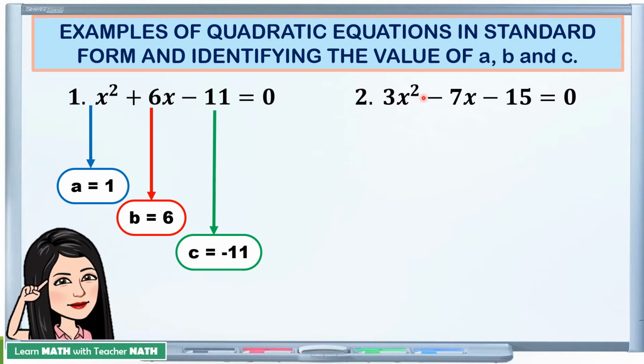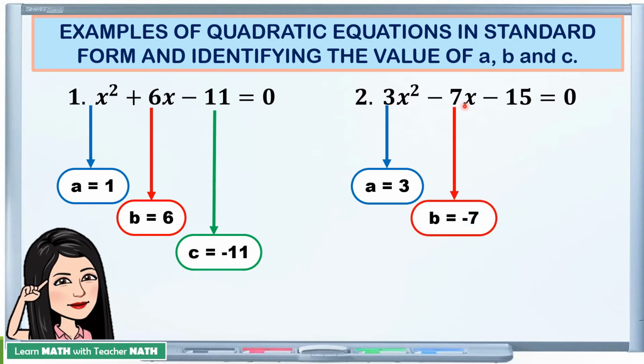So, we have 3x squared minus 7x minus 15 is equal to 0. So, our quadratic term is 3x squared. Meaning to say, our value of A is positive 3. Our linear term is negative 7x. So, the value of B will be negative 7. And our constant term is negative 15. So, the value of C will be negative 15.